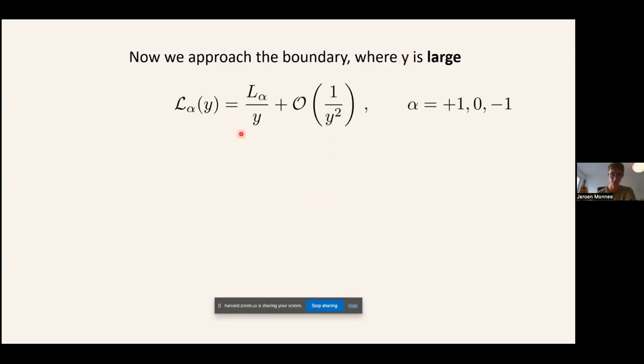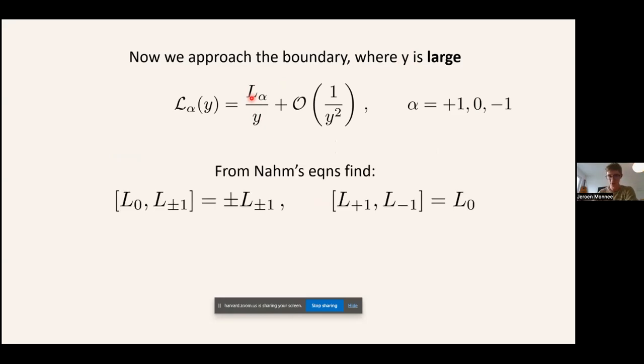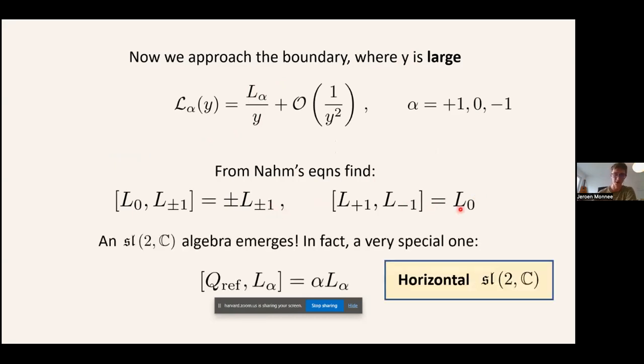So let's first look at the leading term that you get here. The leading term I will call L alpha. And if you plug this into Nahm's equations, you will find that these L's satisfy an algebra, which hopefully you all recognize as an SL2 algebra. So remember in the beginning, I said that one of the pieces of boundary data is an SL2 algebra, and this is one perspective of how you can see this SL2 algebra emerge. Okay, and in fact, it's a very special SL2 because it also needs to satisfy this commutation relation with Q. These are referred to as horizontal SL2s in the maths literature.